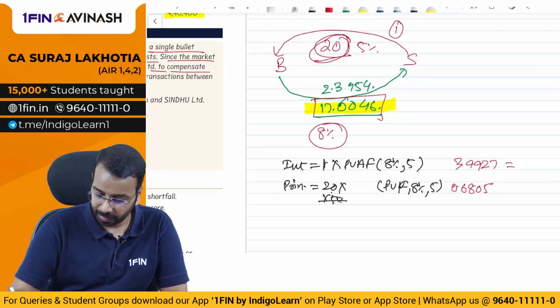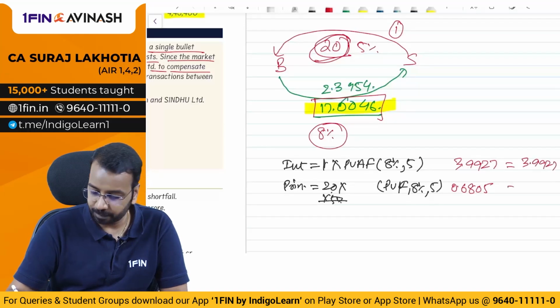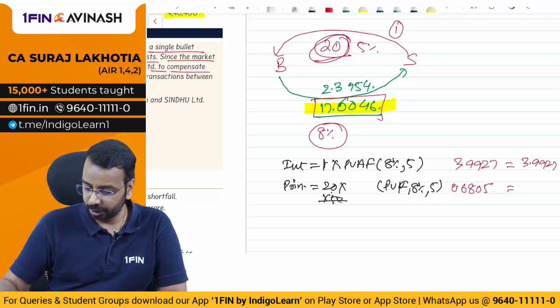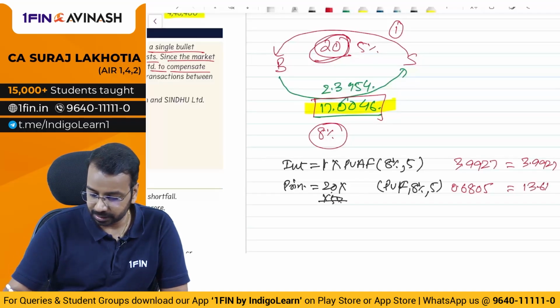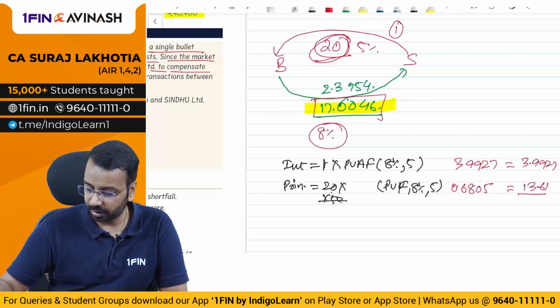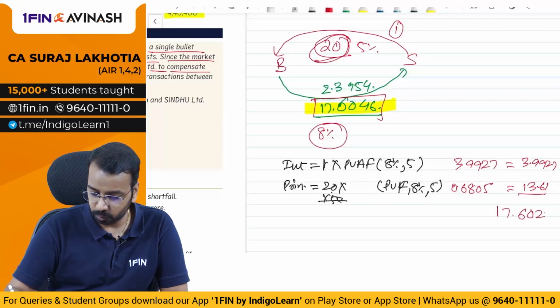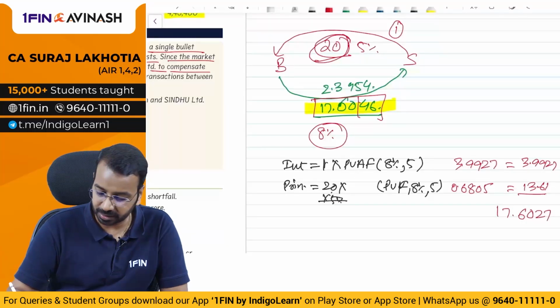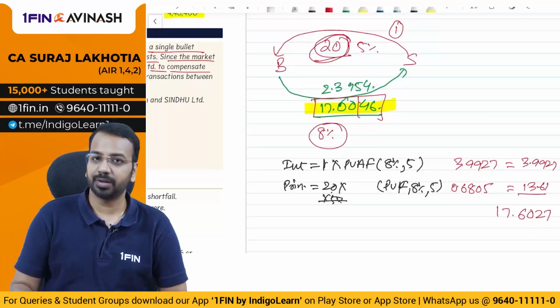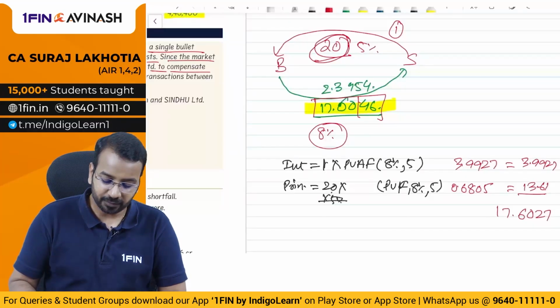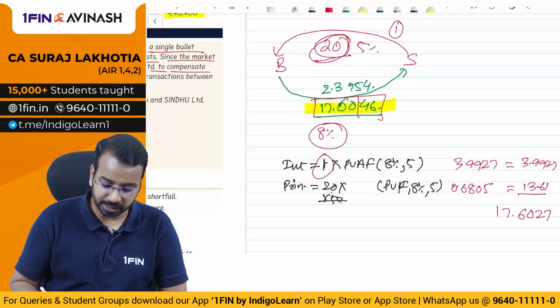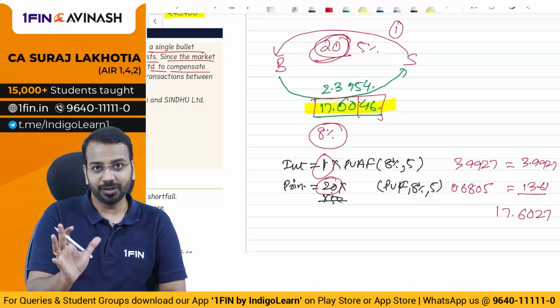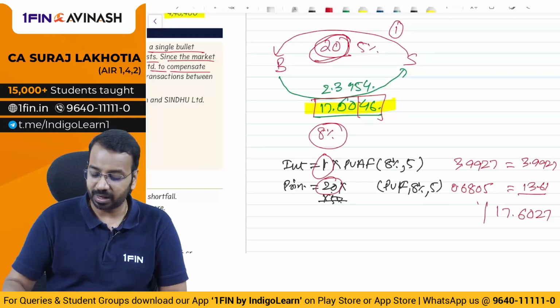So how much is this? 3.9927 and 20 into 0.6805, this is 13.61 plus 3.9927, 17.6027. 17.6046 is here, 27 is here, that is because of rounding difference. So basically what happens, if I discount the cash flow of 1 crore of interest and 20 crore of principal for 5 years at 8%, I get the present value of 17.60. This is the fair value.